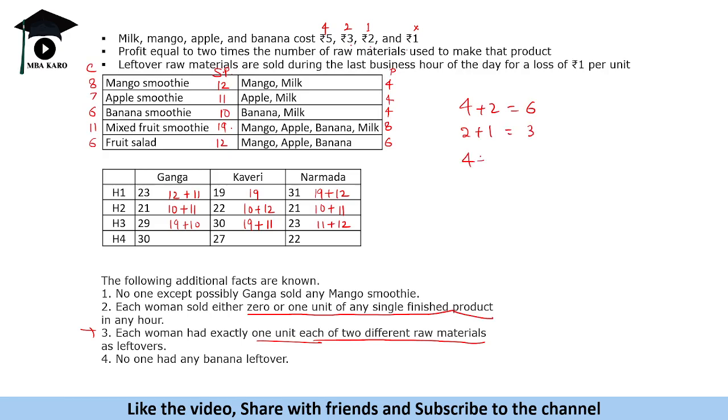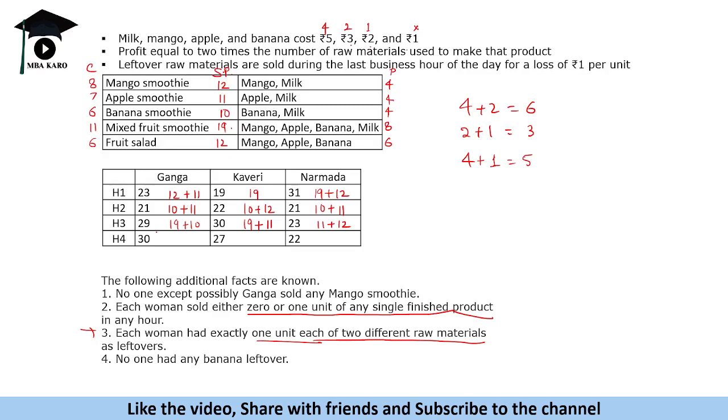If a person has milk and mango, it is 6, mango and apple is 3, milk and apple will be 4 plus 1, 5. Two different raw materials. So these are the possible combinations of prices of leftover items. Okay. Now listen to this carefully. How do we decide what the leftovers are?